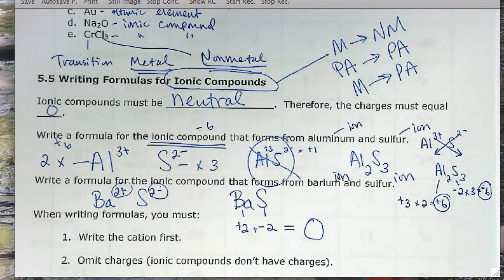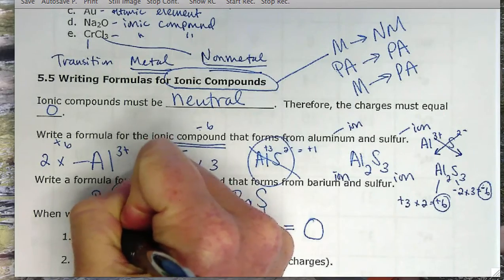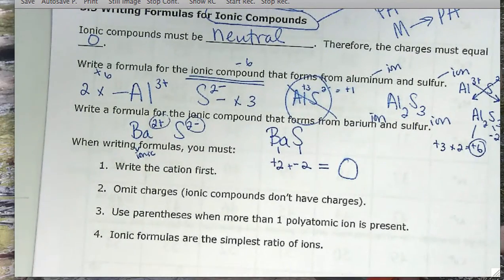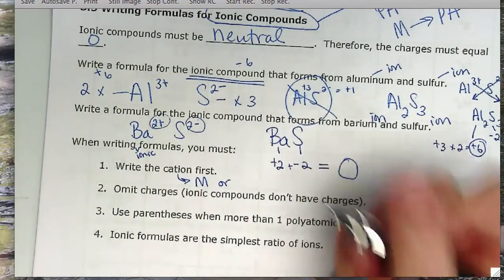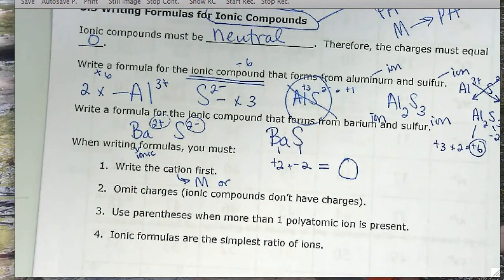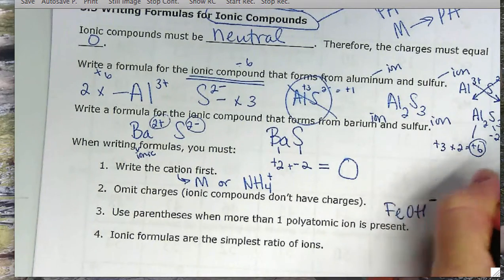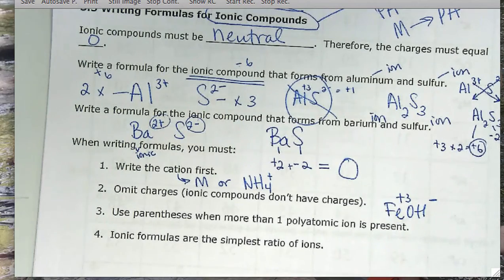So when we write formulas, this is ionic formulas, that is. We need to write the cation first. The cation is the one that's going to be the metal, or what's the only positive polyatomic ion we have? Excellent. Ammonium, yep. So it's going to be the metal or ammonium. When you write the formula, you want to omit charges. So I don't want to see a formula that looks like that, that's not a formula. Okay?